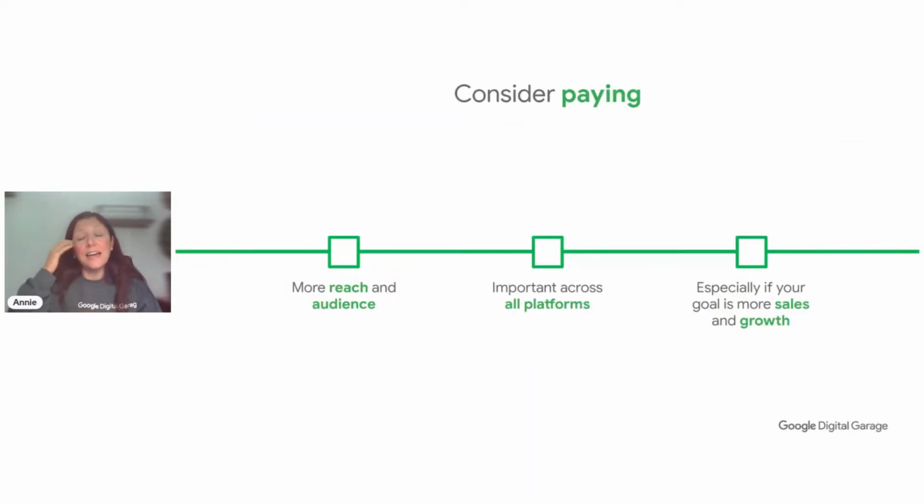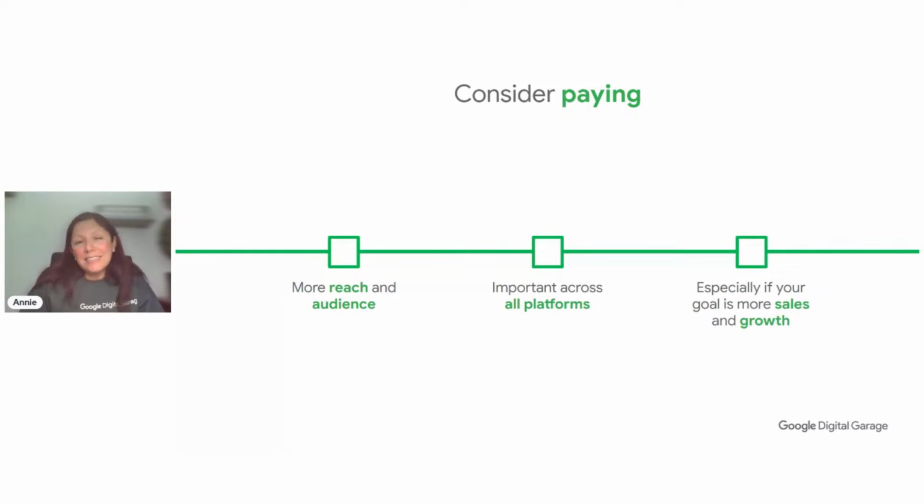The next thing to consider is, if something is working well and we've put out a piece of content and it's really getting good engagement, thinking about how we can grow that to a wider audience and amplify that message. So at that point, we might consider paying for the content that's worked well. And then think about how that content can work across different platforms as well.